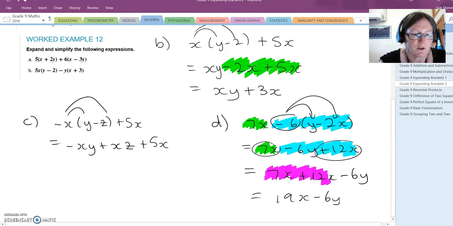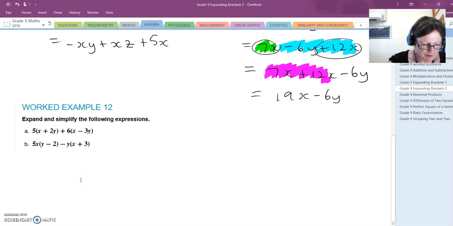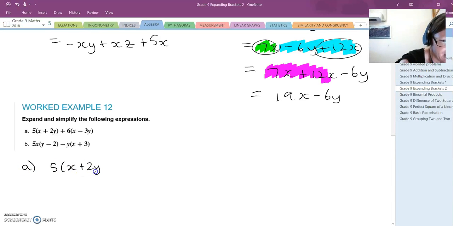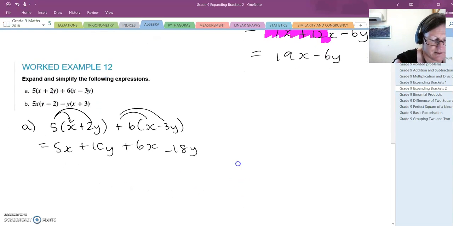We're now going to look at worked example 12. Okay, I've just copied it again down the page so it's close to us. So let's look at worked example A. 2 lots of brackets. So I'm going to expand each lot of brackets. So with my first lot of brackets, it's 5x plus 10y. With my second lot of brackets, I'm adding 6x, subtracting 18y.